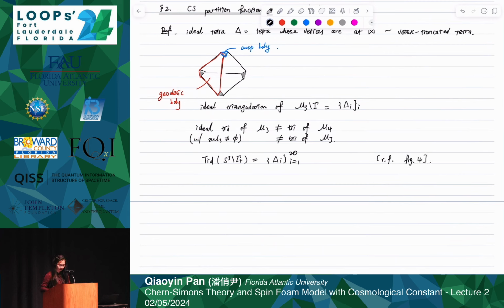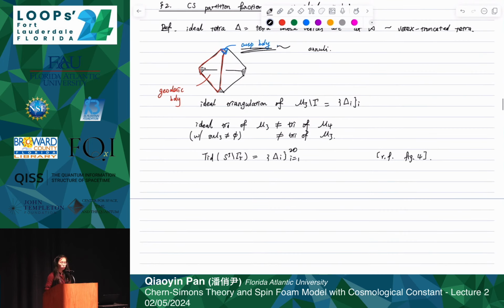Just to give you one hint: the boundary of these ideal tetrahedra, this cusp boundary, is located on the annuli. All the cusp boundaries are on the annuli of the Gamma-5 graph complement of the three-sphere. For now, I just want you to accept this fact. The ideal triangulation of this three-manifold gives you 20 ideal tetrahedra, okay?